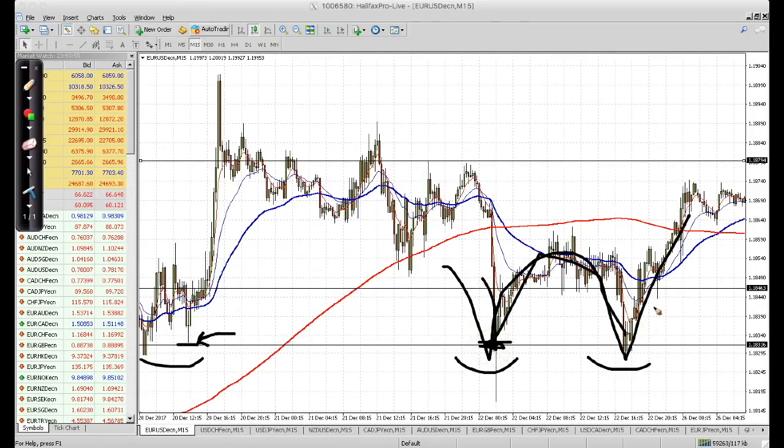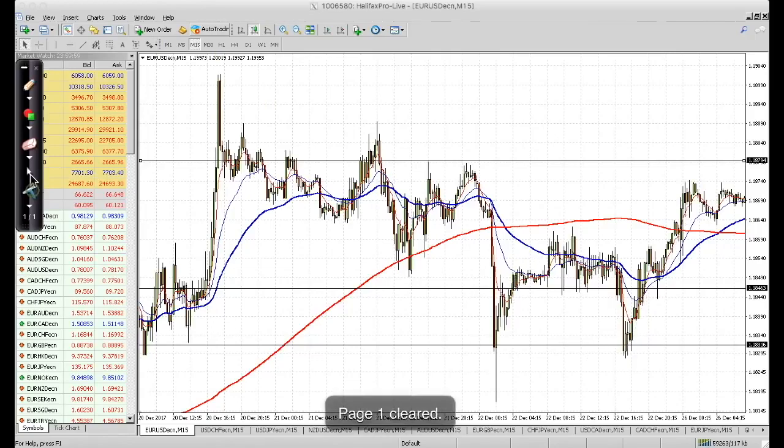All right. So again, it doesn't always work. It's not 100%. It's a probability. It tends to respect the support and resistance more than half the time, and that's all you need to make money. Right. So again, you can see how this works.